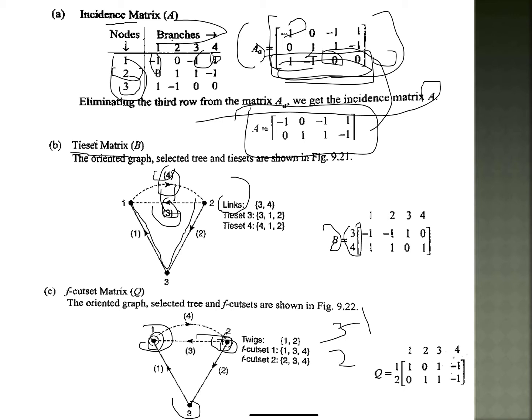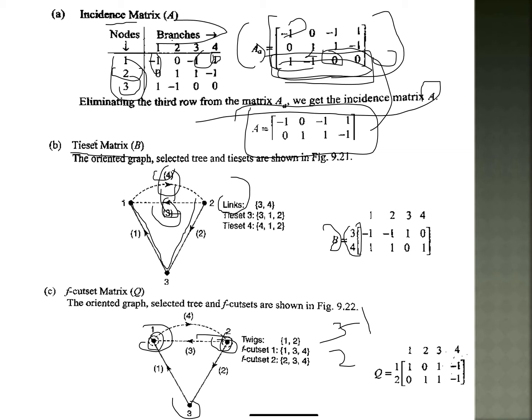So these 1, 2 branches are represented as the tree branches, and the 4, 3 elements are represented as the chords of the tree. So here B is equal to 3, 4 and 1, 2, 3, 4. 3, 4 are represented as chords and 1, 2, 3, 4 are the branches. So the order of the matrix is minus 1, minus 1, 1, 0, and for 4, that is 1, 1, 0, 1.